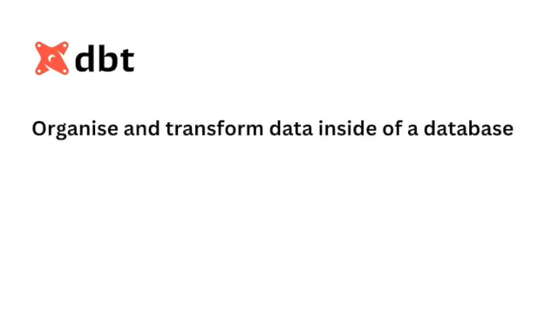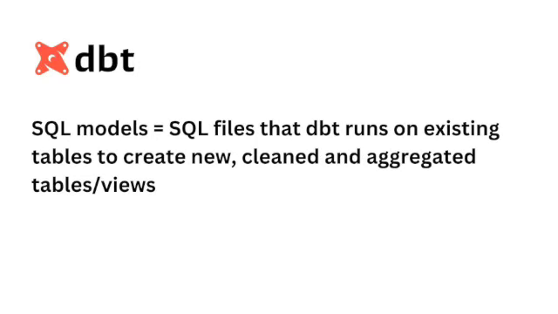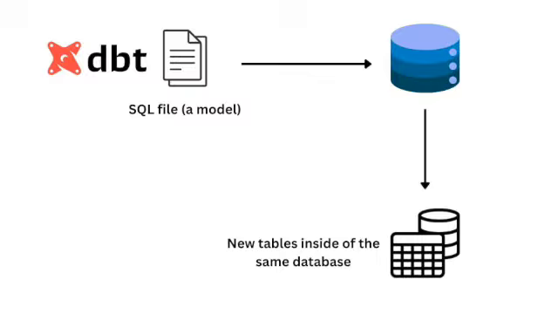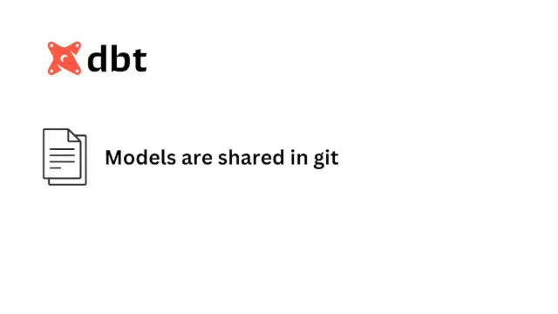So let's first briefly explain what dbt actually does. The primary job of dbt is to organize and transform data inside your SQL database. It does this with SQL models that clean, transform, and change the data already in the database. These transformations are written as SQL files, and they are run by dbt on the database to either create new tables or views. Before dbt, each data analyst wrote their own SQL queries on the raw data. But with dbt, they all share access to documented and tested SQL models.